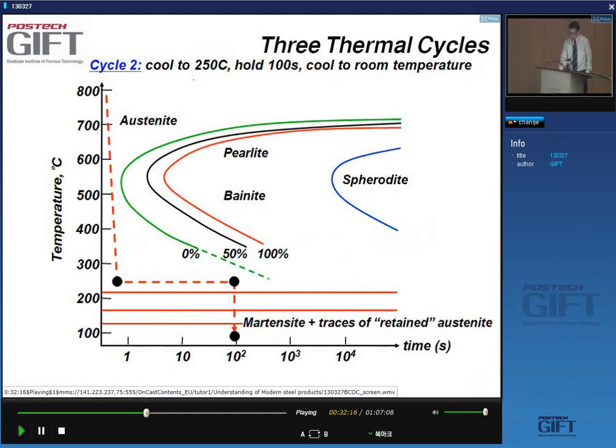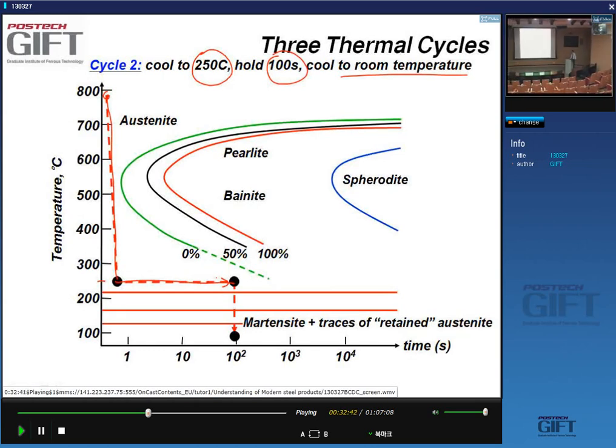Let's repeat with the same steel. Now we cool to 250, we hold 100 seconds, and then we cool to room temperature. So we come from this temperature, fully austenitic, decrease to 250, and when we keep the temperature at 250 for 100 seconds, nothing happens. There is no transformation whatsoever until we cool down to room temperature, and then we create martensite, and there may be some traces, as I said, of retained austenite depending on the position of the martensite finish temperature.